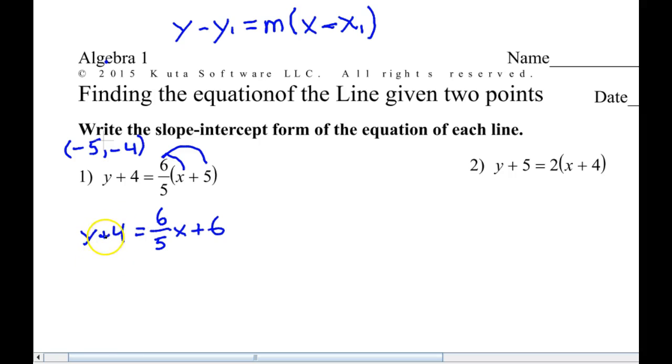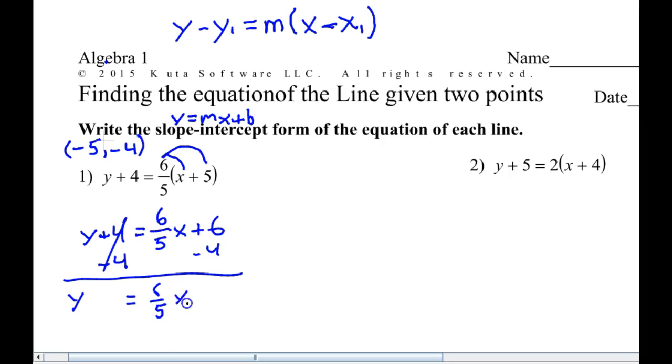And I want to get y equals. That's what slope-intercept form is. So you want to get y equals mx plus b. So subtract 4 on both sides. And now you have y equals 6/5x plus 2. So that's the short part.